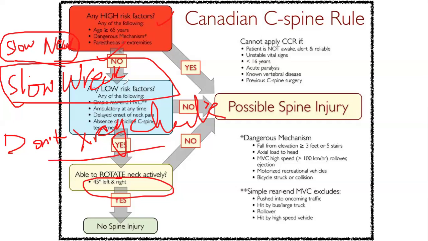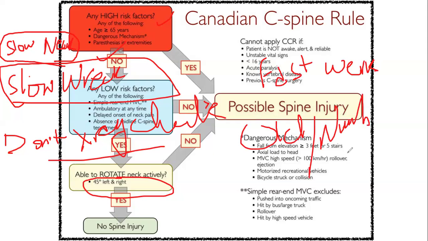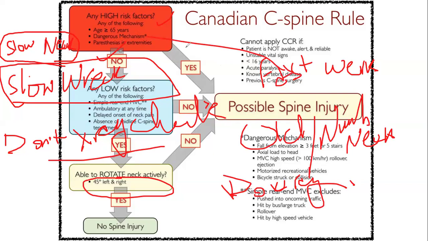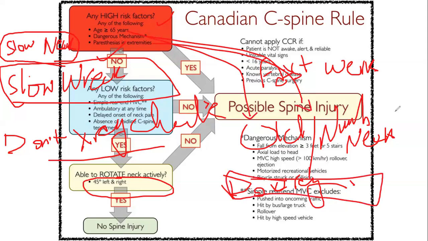Okay. Then if you have fast track and old or numb neck, do X-ray check. What does it mean? Fast track means dangerous mechanism of injury. Old means more than 65 years old. Numb neck, like there are paresthesias. Then you will go for radiology of the spine.